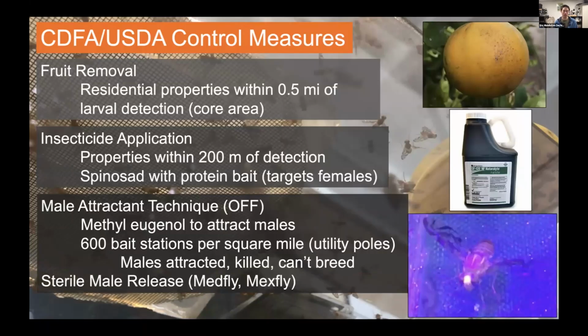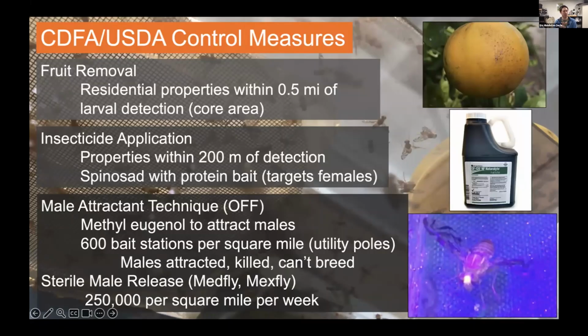For medfly and for Mexfly, they do sterile male releases. Basically, CDFA is breeding huge numbers of these fruit flies in captivity, and then they irradiate them to sterilize them. They mark their little heads: they coat the pupae with a little fluorescent powder, so when the flies emerge, there's a little dot on their head that you can see under a black light. So you know that those are the sterilized ones. Then they release these sterile males at the rate of 250,000 per square mile in the quarantine area per week. So there end up being millions and millions of these sterile males being released.